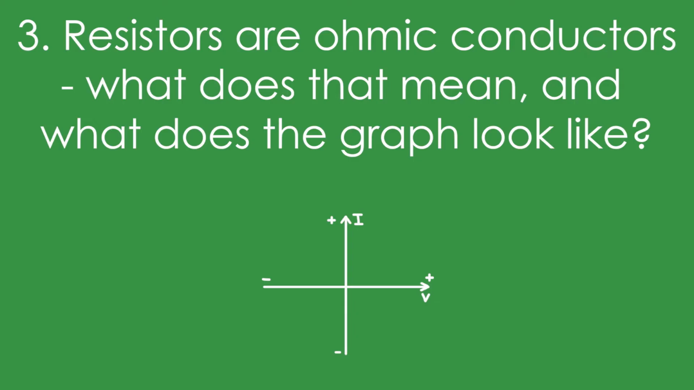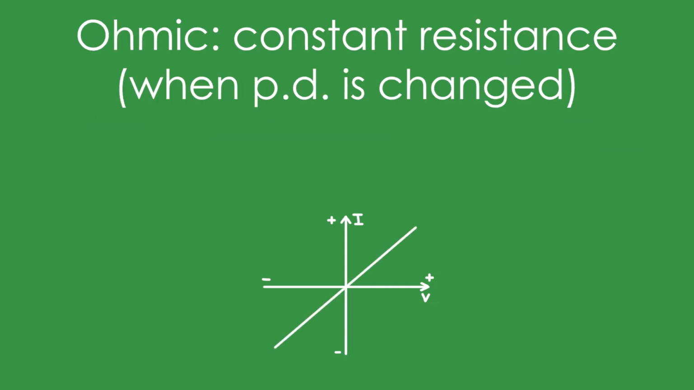3. Resistors are ohmic conductors. What does that mean, and what does the graph look like? Or what does the IV characteristic look like? It's a straight line because it's got a constant resistance. That's what ohmic means. Rather, we should say constant resistance when we change the PD.